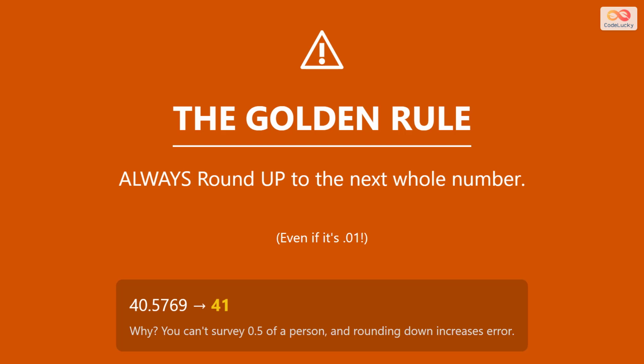Here is the most critical rule for sample size. Always round up. We calculated 40.57, so we must round up to 41. Even if the answer was 40.01, we would still round up to 41 to ensure we meet the minimum requirement.